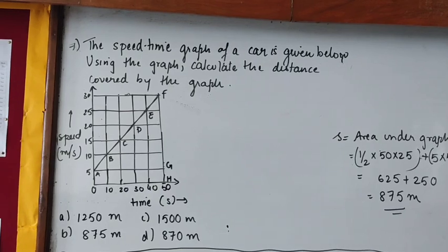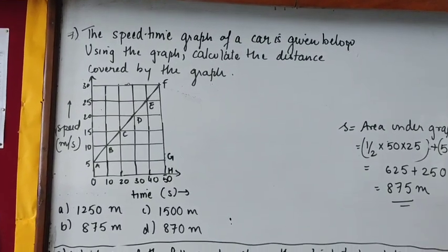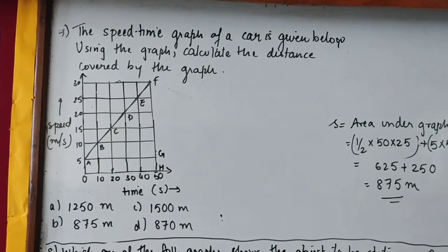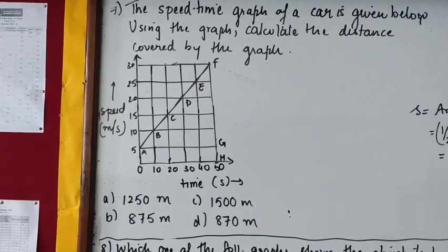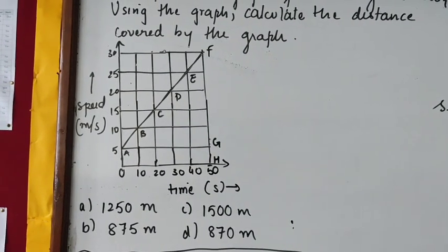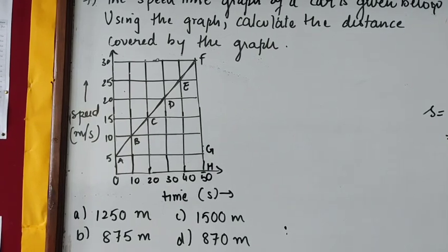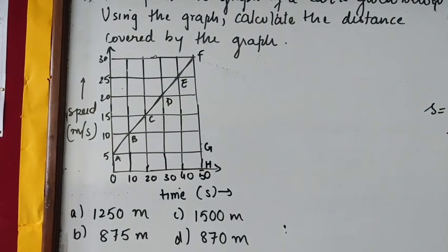The graph is given below. Using the graph, calculate the distance covered. Now we can see that this is a speed-time graph, with speed in meter per second and time in second. So both are given in SI units only. We have to find the distance covered.